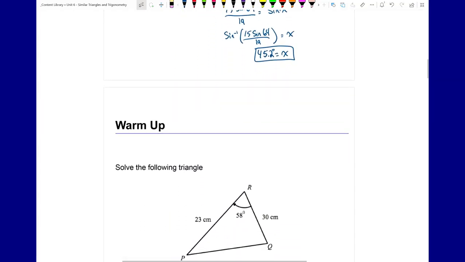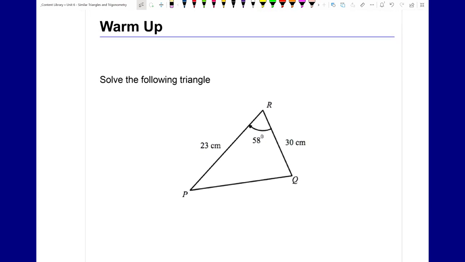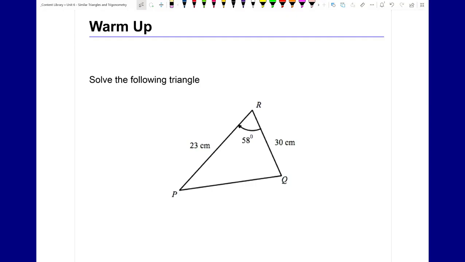Now let's just look at the next one. In this one, let's try to solve the triangle. Can we solve this triangle? Can I find the other missing angles? So P, Q, and the other side R.